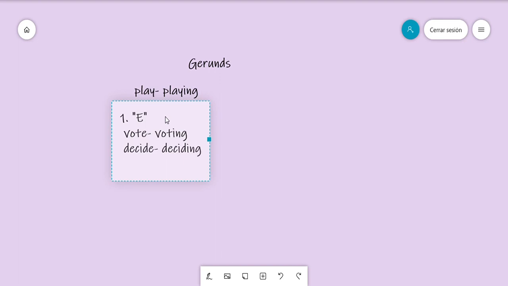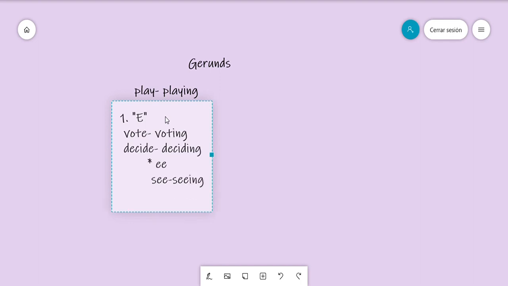Now, you have a lot of exceptions. Well, just two. For example, when you finish with a double E, what you have to do is maintain the letter E. For example, if you have the word see, if you write it sing, it's incorrect. You don't have to write it in that way. You have to write seeing like this.